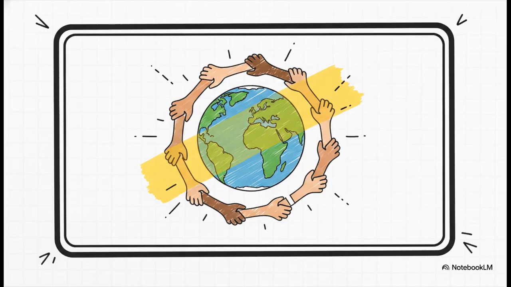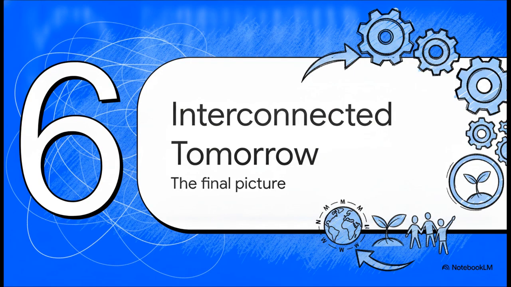And here is perhaps the most important takeaway of the entire framework. No single country can achieve these goals alone. It's literally the ultimate group project. We share one planet, one global economy, and our ultimate success depends entirely on unprecedented international collaboration. Which brings us to part 6, interconnected goals for tomorrow. Let's look at the final picture.